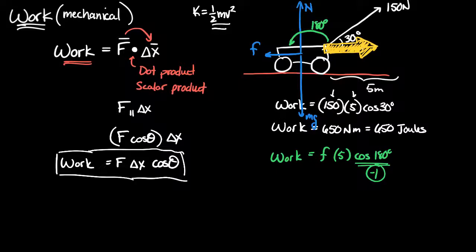The only way you can change something's energy is if you do net work on the object. I'm introducing a new vocabulary word here. The only way you can change something's energy is if you do net work on an object. Net work refers to the sum of the work done by all the forces acting on the object.